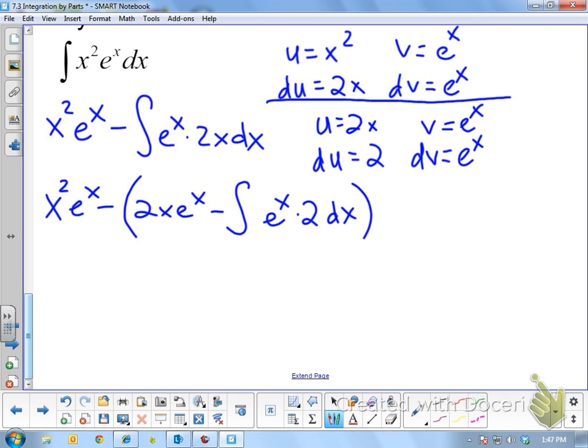Remember, parts is because we have a multiplication problem. If we have 2 things multiplying together, then we need to do integration by parts. I shouldn't say 2 things, 2 variables multiplying together. If there's a coefficient out in front, then it wouldn't matter. And when we integrate again, we just get 2e to the x, but it should be plus because that negative sign distributes.